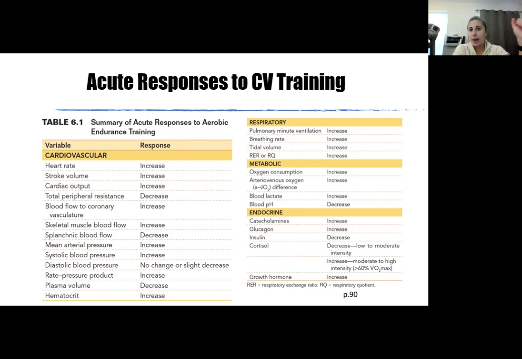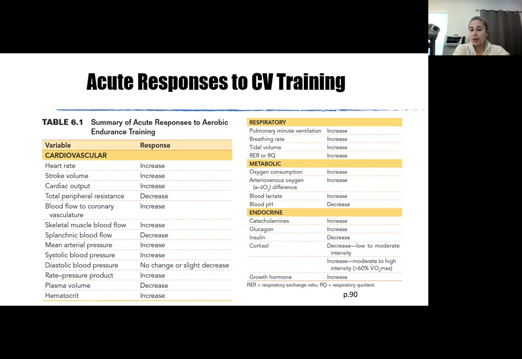Metabolic changes, okay, increasing oxygen consumption, right? That's like VO2. Blood lactate will go up, okay? You are still going to create some energy anaerobically, depending on your intensity. The higher your intensity, the more blood lactate.